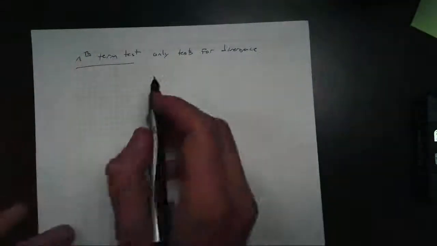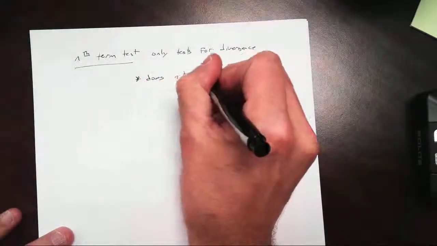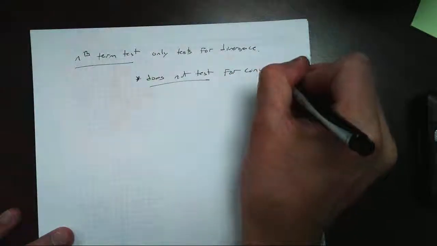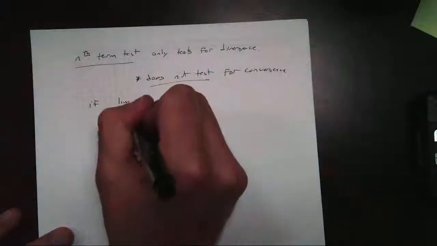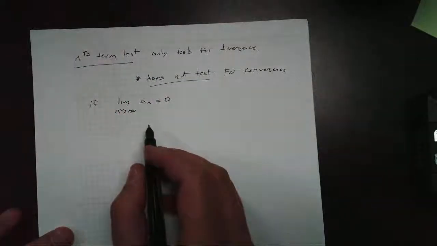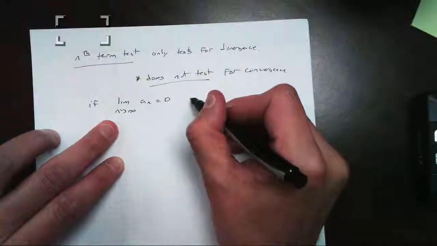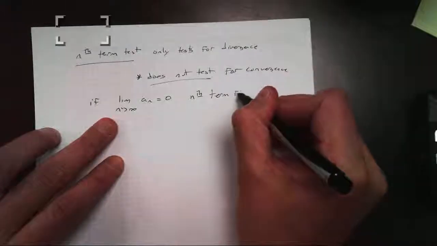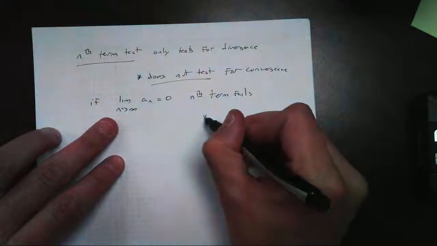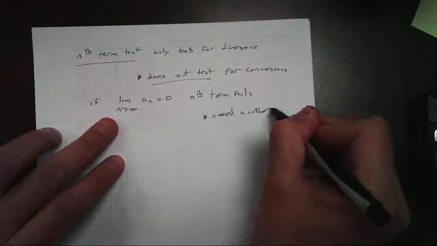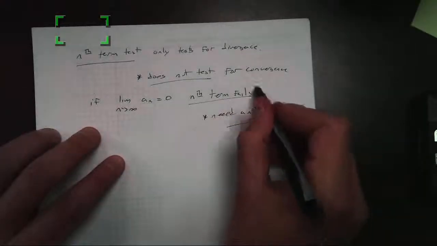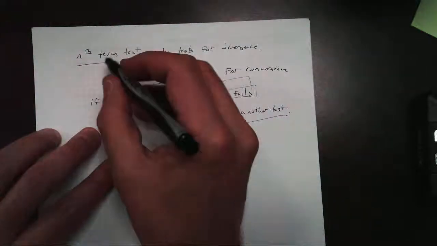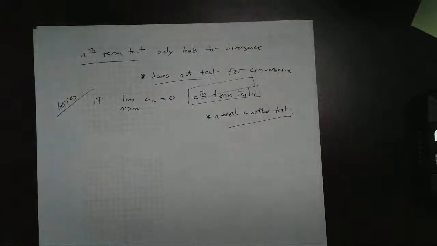Now, what that means for us, very simply, is that it does not test for convergence. In other words, if the limit as n goes to infinity of a sub n equals 0, when you're doing the nth term test, if this equals 0, we say the nth term fails for now. In other words, we will need another test, which we're going to be talking about later on. So if the limit of a series, and this is for series only, remember, not for sequences, then we say the nth term test fails.